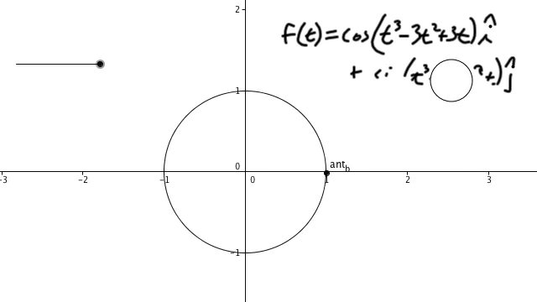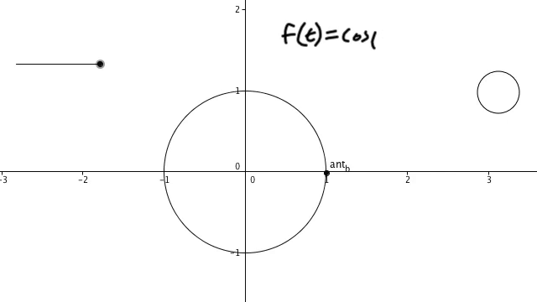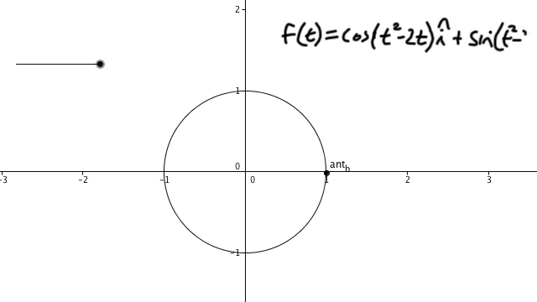Instead of defining our unit circle like that, we're going to define our unit circle as f of t equal to cosine of t squared minus 2t i plus sine of t squared minus 2t j. Okay, again, because it's a sine term plus a cosine term, we know that the magnitude of that is always going to be 1, so we're still going to have our unit circle.